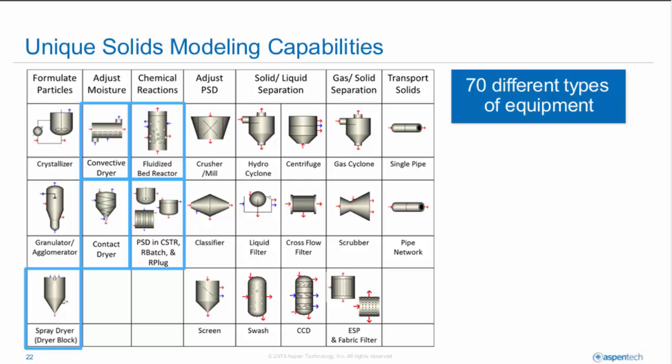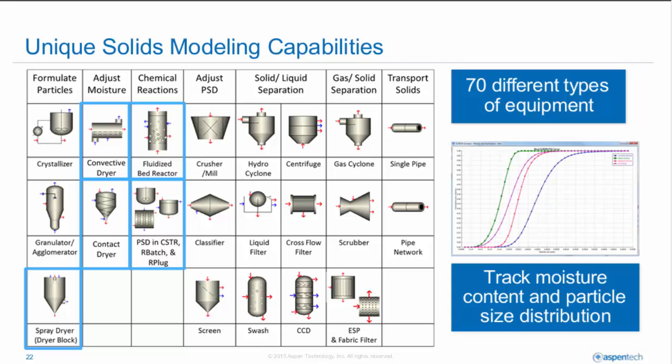So the philosophy of these new models is with a single unit operation, you can model various types of equipment. So we have about 20-something unit operation models in the library, but with those models, you can represent 70 different types of real equipment. And this allows you to track particle size distribution and moisture content of the solid particles throughout the process.